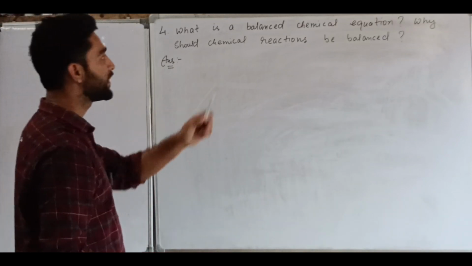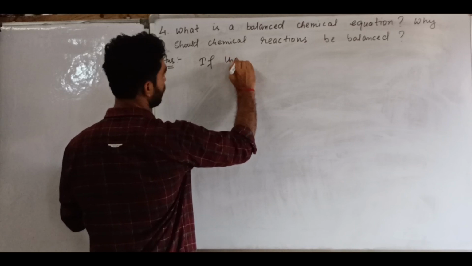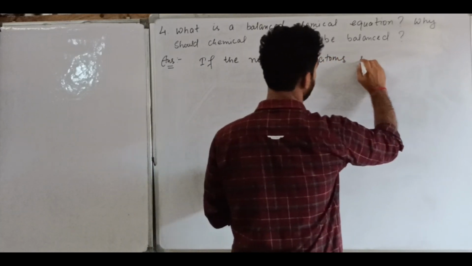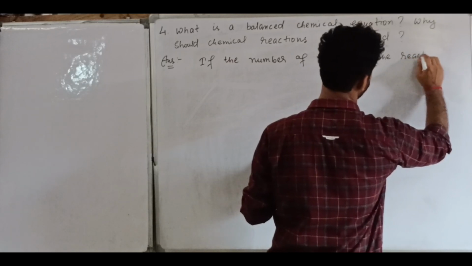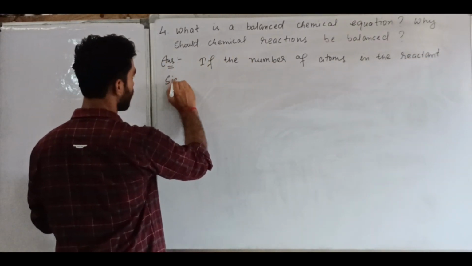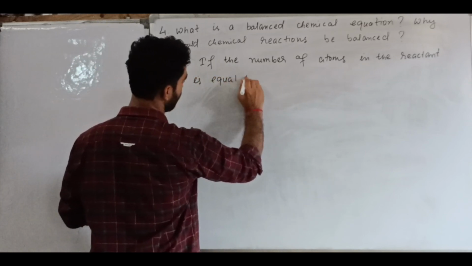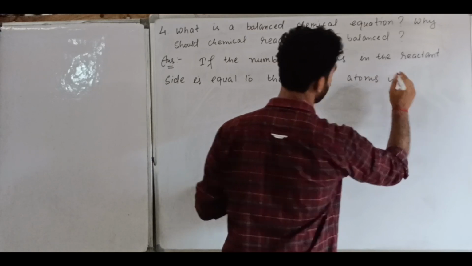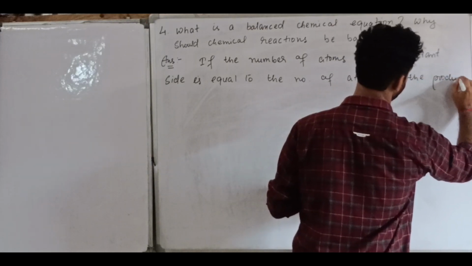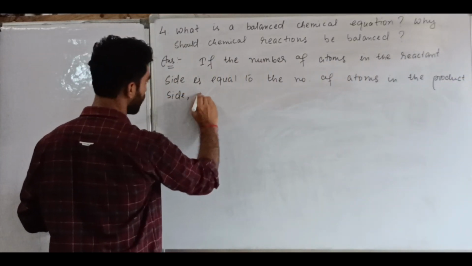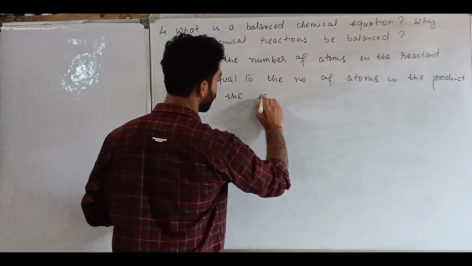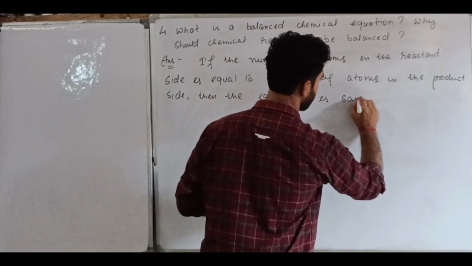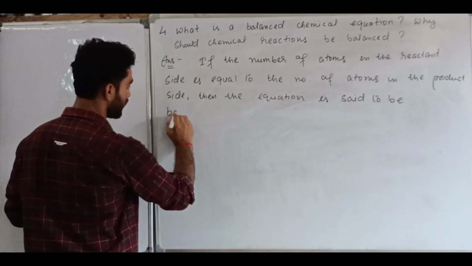So what do you mean by a balanced chemical equation? The answer is, if the number of atoms in the reactant side is equal to the number of atoms in the product side, then the equation is said to be balanced.